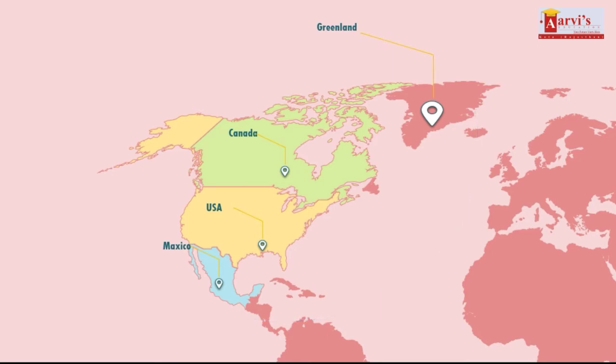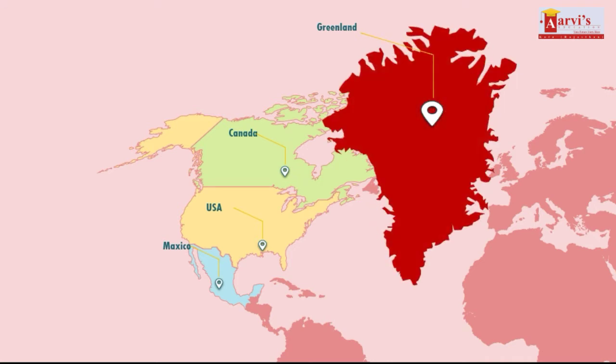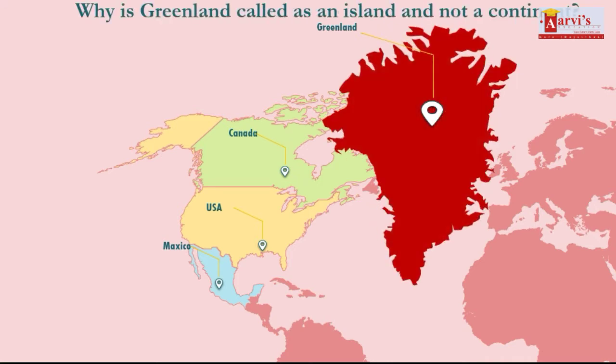Then the question arises, why is Greenland called an island and not a continent? Think. So the answer is here. Greenland resides on the North American tectonic plate. Continents are classified to be on their own tectonic plate with their own unique flora and fauna and unique culture.